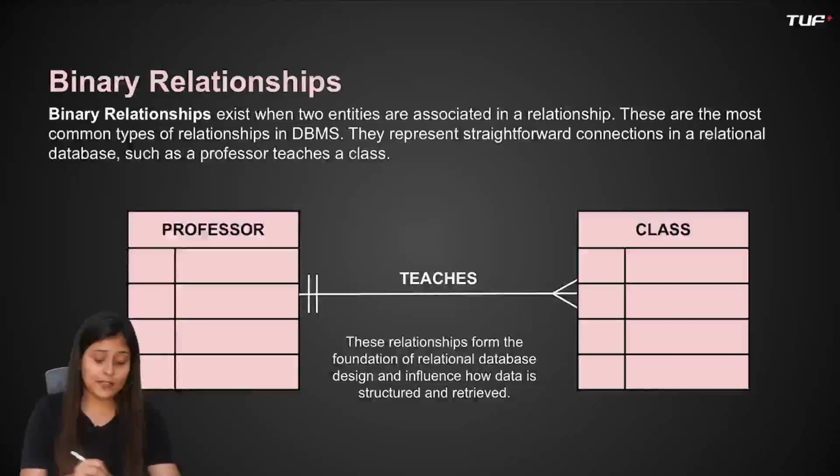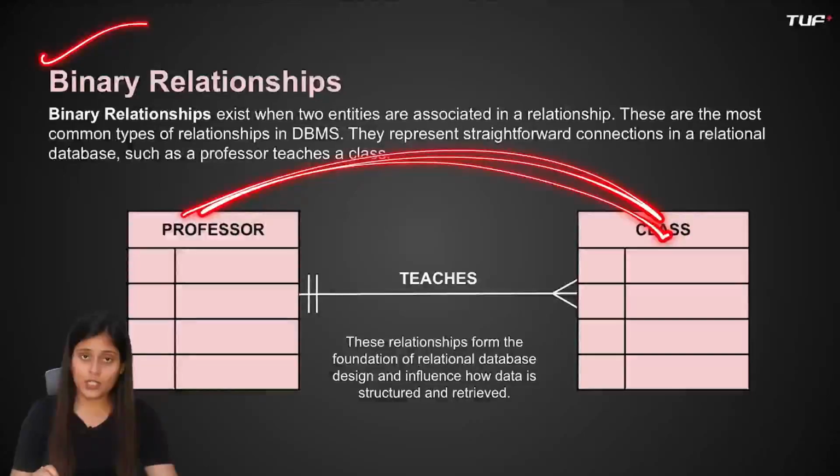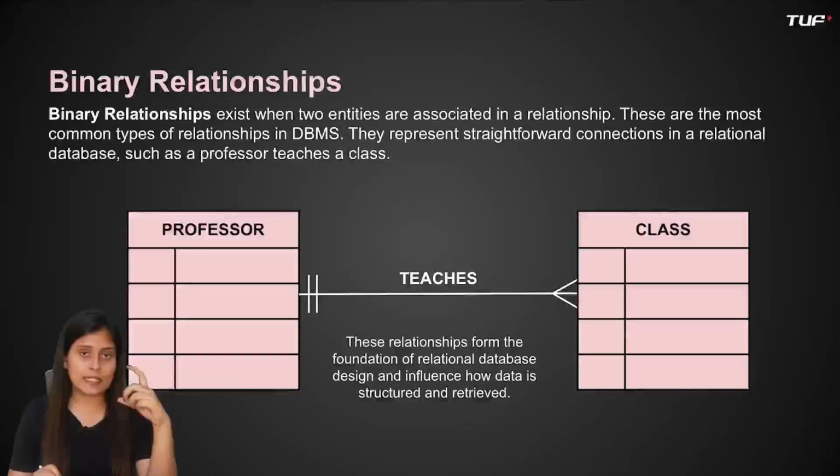So basically in binary, two tables are related to each other. In unary, all the instances or any one instance are defining the relationship within the same entity. That is why it is called a unary relationship.